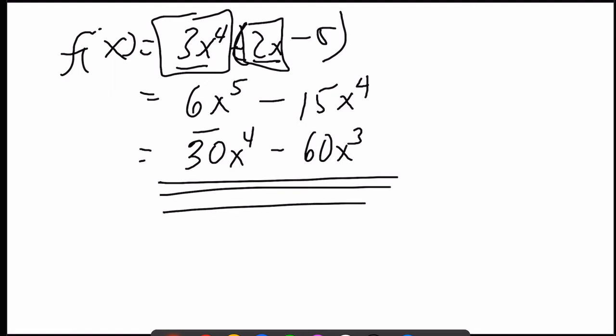The product rule works. We are so excited by the fact that the product rule works. Are we not? Yes, we are. So now, let's do what's called the quotient rule.